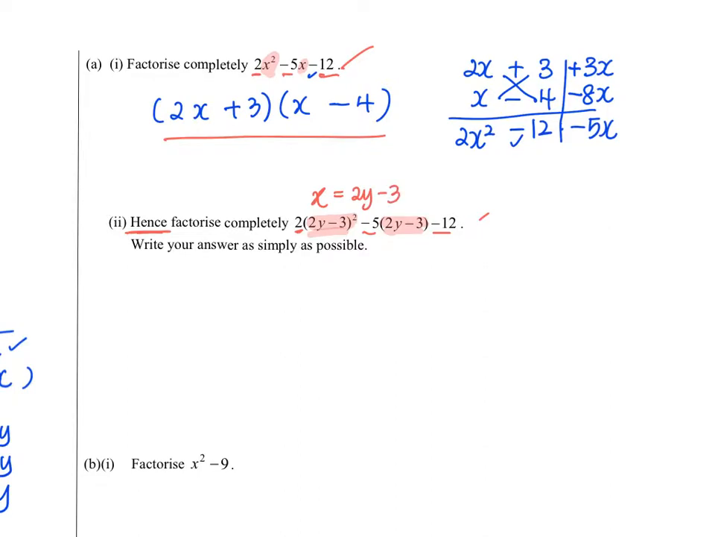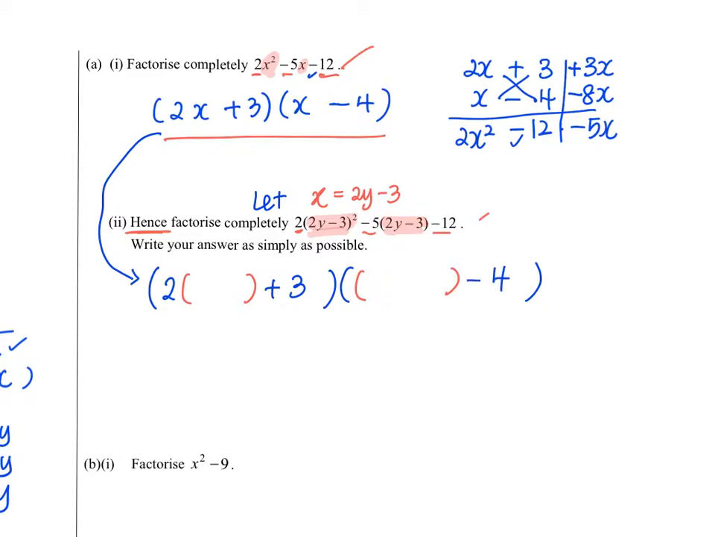So what do we do? We are going to let x be 2y minus 3 and we are going to use the answer over here. When they say factorize, this is already a factorized form, so it will come in terms of a bracket, something times something. If I follow this form, I'll have 2x plus 3, x minus 4. What did we discover x to be? X is the same as 2y minus 3. So x now becomes 2y minus 3. So now we have already done the factorization, but we need to write it as simply as possible.